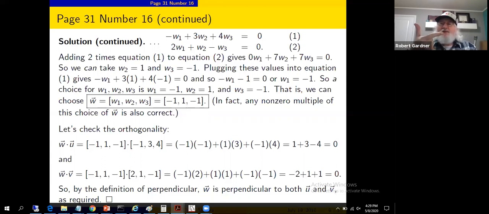Suppose these are vectors u and v. I want something perpendicular to both of them. Well, that'd be something that points out towards you or points in the opposite direction. And the length doesn't matter. It'll still be perpendicular to both u and v.